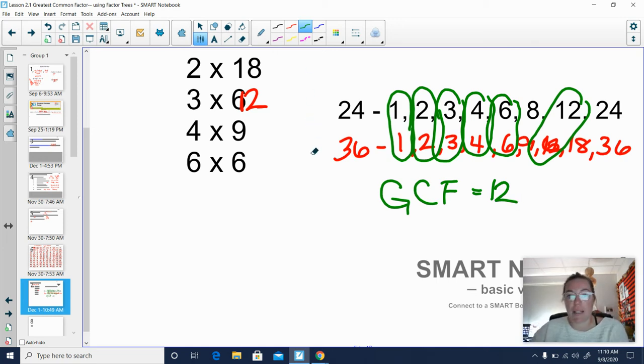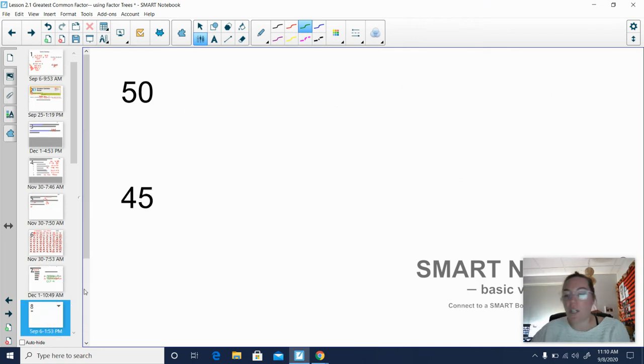One way that we can do this is by listing out the factors. So we're going to try that now. I want to find the greatest common factor between 50 and 45. Pause, list out all your factors, and find your greatest common one.